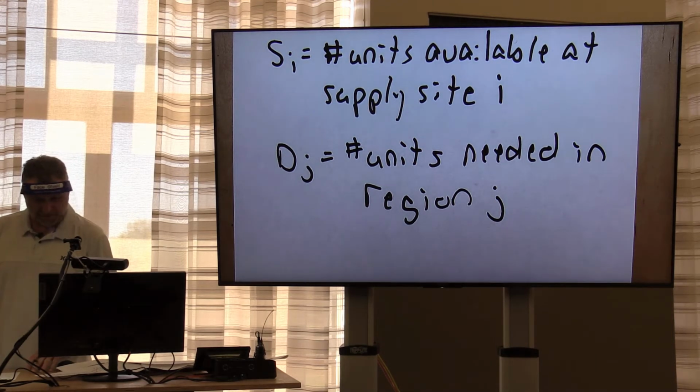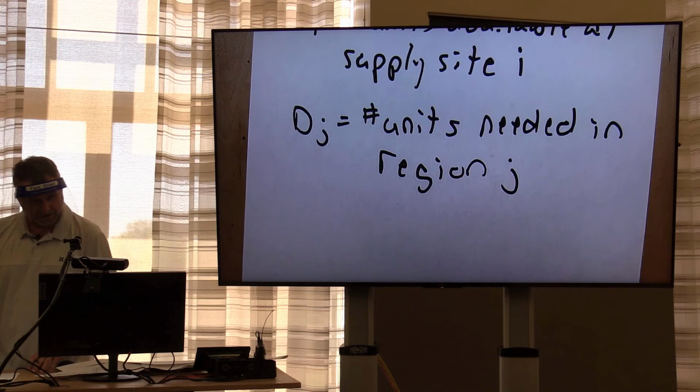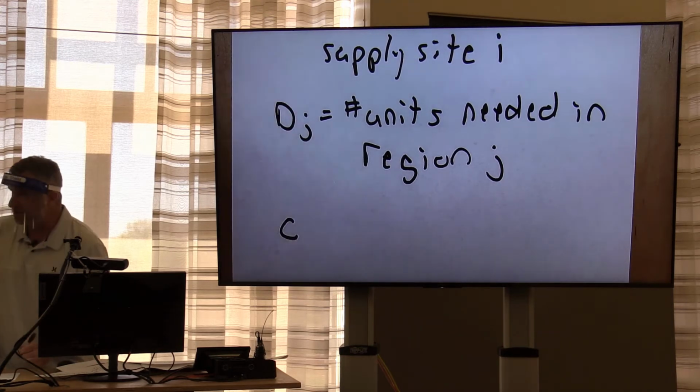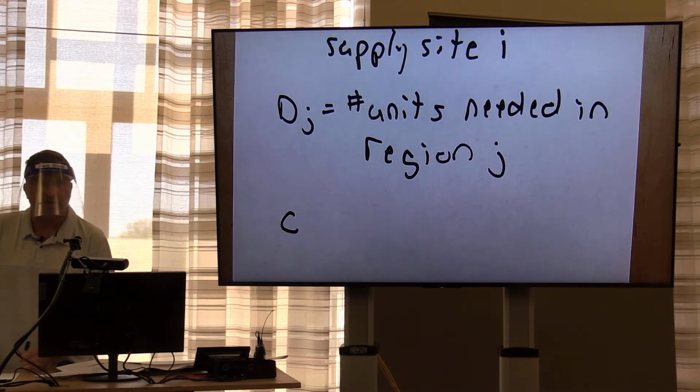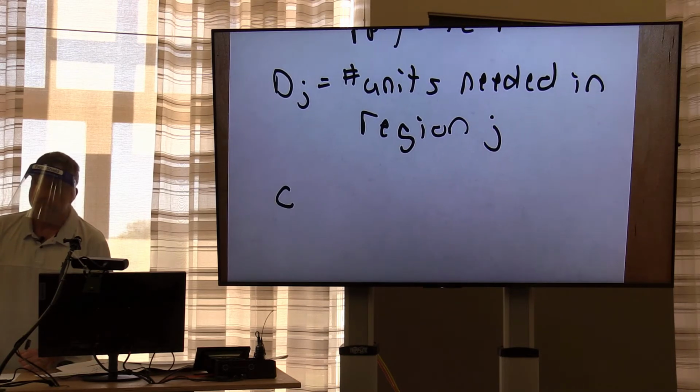All right, so we got supply, we got the demand. The other number given to us is the per unit cost. C, what are my indices going to be there? IJ.